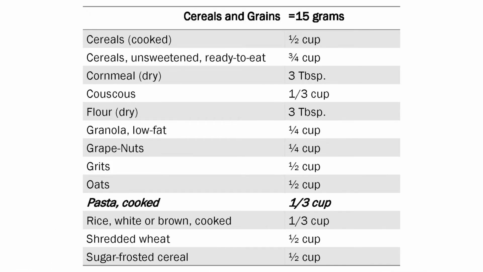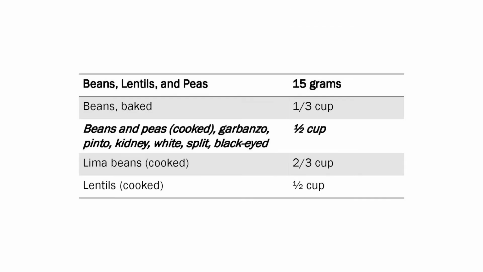As you can see, these cereals don't all have the same serving size listed. The serving size for sugar frosted cereals is going to be smaller than that for unsweetened cereal. And that's because when the cereal is sweetened with sugar, it's much higher in carbs, so you should eat a smaller serving size. Here are some examples of beans, lentils, and peas and their respective serving sizes. The standard serving size for carb counting is 1/2 of a cup of beans when they're cooked.